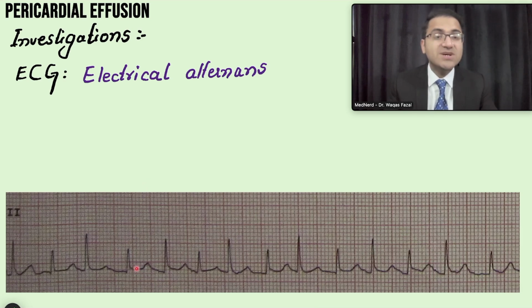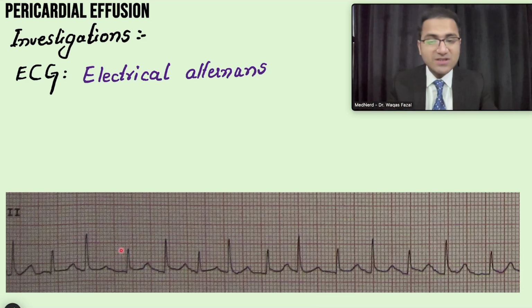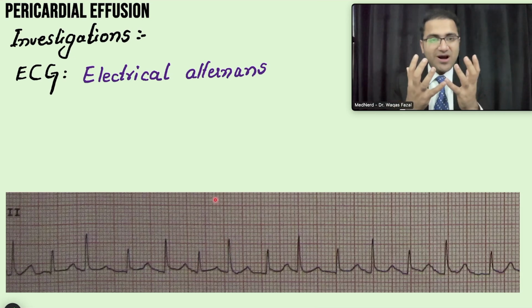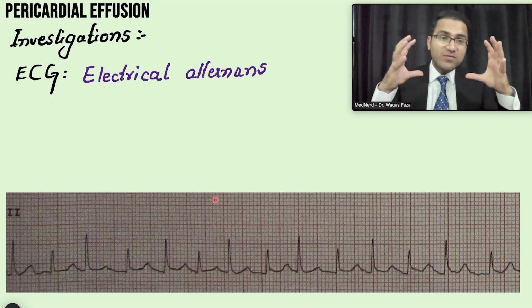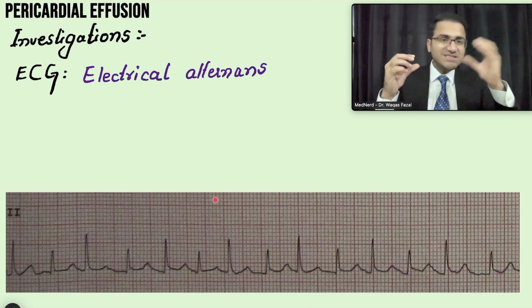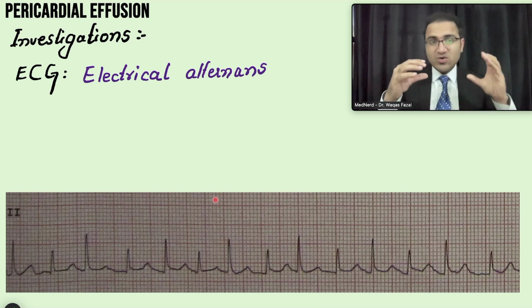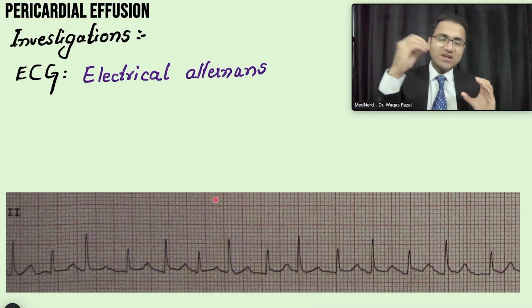Electrical alternans is the difference in the size of the QRS complex on an ECG. Some QRS complexes will be small, some will be bigger, some are small, some are bigger. Why does this happen? Basically, there is fluid accumulated around the heart, and the heart moves constantly in that fluid filled cavity. In that fluid filled balloon, the heart is dancing all the time. So now lead 2 is present over here, trying to catch the signal of the QRS complexes and record them in the ECG.